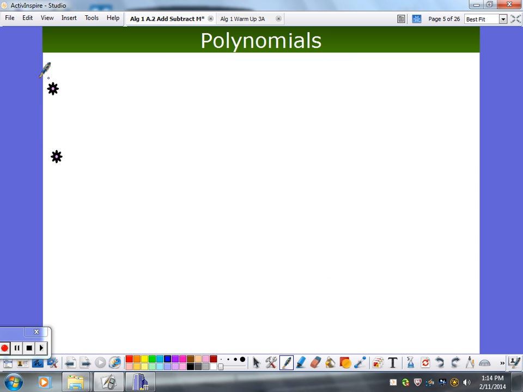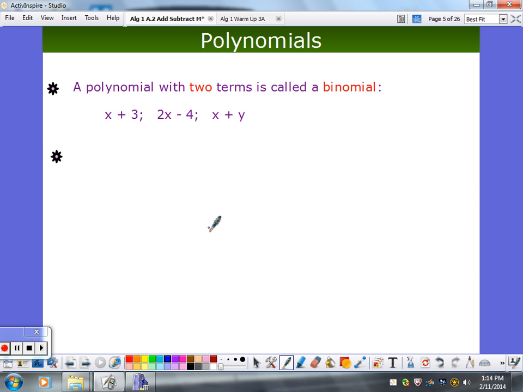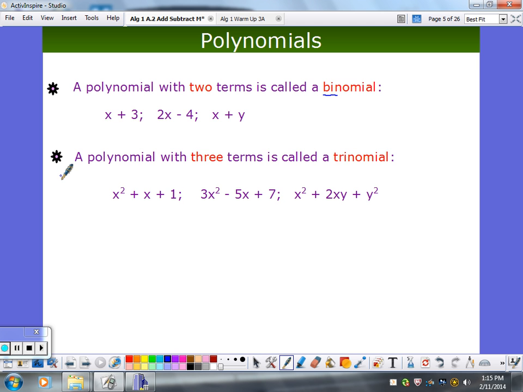Okay. What else? We have special little words. If you have 2 terms in your polynomial, we call it a binomial, bi meaning 2. If you have 3, what do you think we're going to call it? Trinomial. 3 terms are trinomials. So I'm going to be using words like this, so we just have to know what we're talking about. If I do use them and you don't know what I mean, just raise your hand. I can repeat it, not a problem.